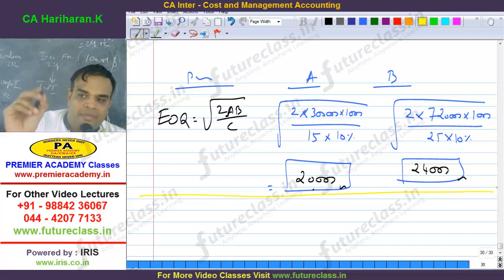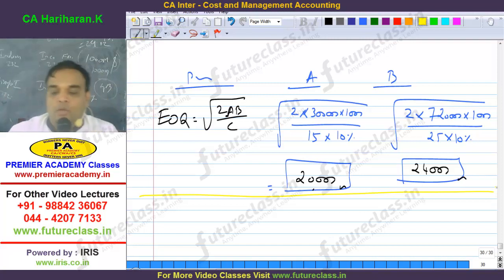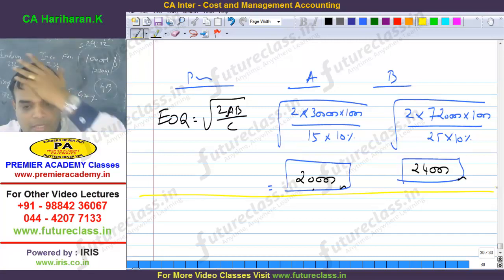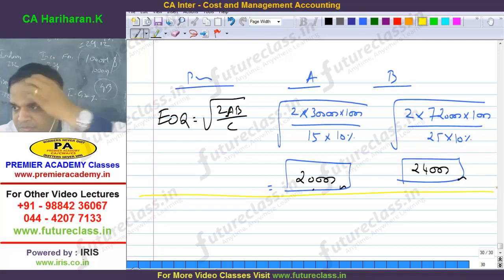Question says per annum, next year, per annum. Therefore, requirement in EOQ underline. Since per annum is there, we can take raw material consumption as it is. Suppose if it is given per quarter, we have to convert into what? Per annum raw material. Okay, all are comfortable? Understand? Good.